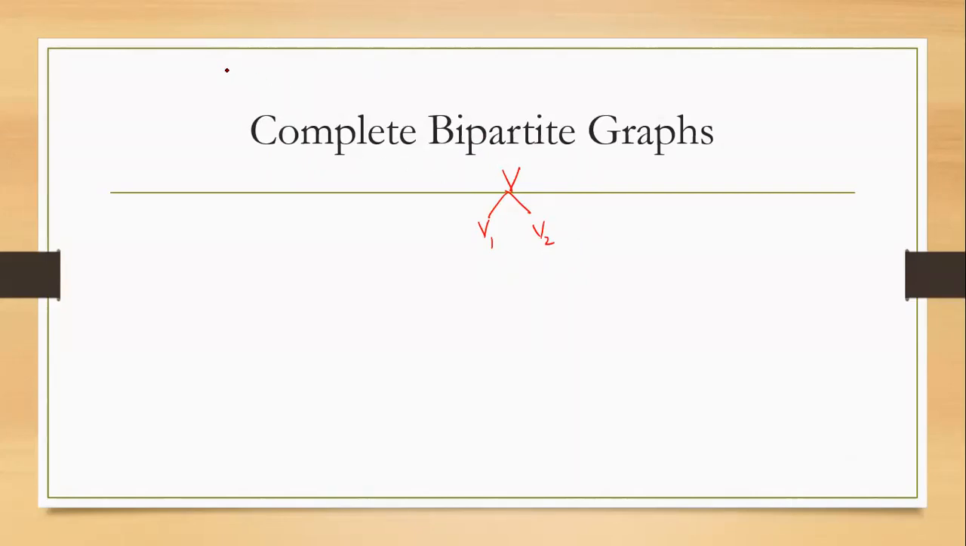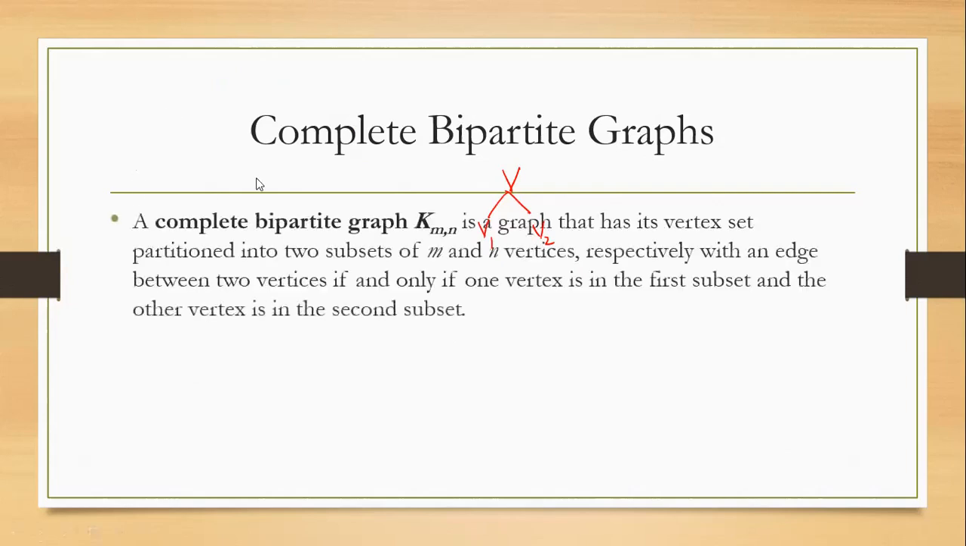And what was a complete graph? If all the vertices are connected to each other, then it is a complete graph. So why am I saying that it is a combination of both? The reason being, in the complete bipartite graph, all the vertices of V1 are connected to all the vertices of V2. It is denoted by K subscript m comma n, where m is the number of vertices in V1 and n is the number of vertices in V2.